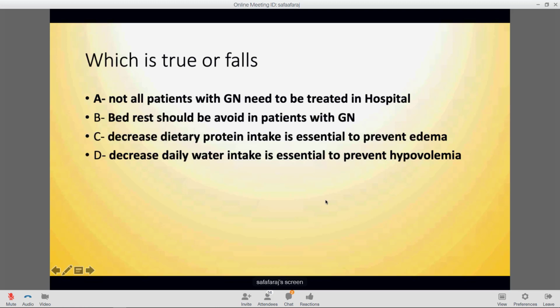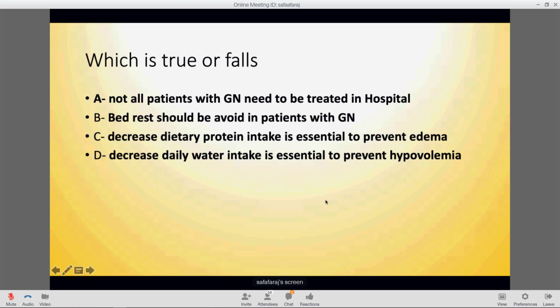Which is true or false? A. Not all patients with glomerulonephritis need to be treated in hospital. True, just severe cases. B. Bed rest should be avoided in patients with glomerulonephritis. It should not be avoided, so false, but in the severe acute phase, not for everyone, so false.